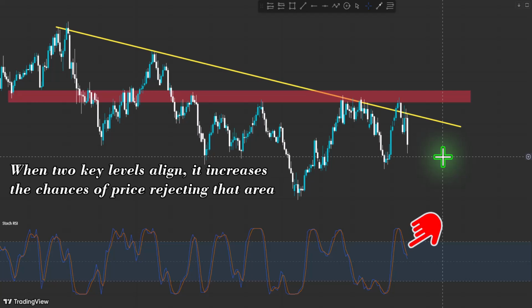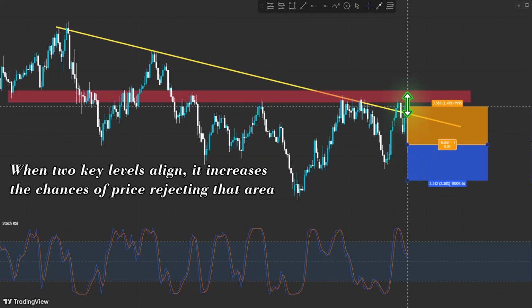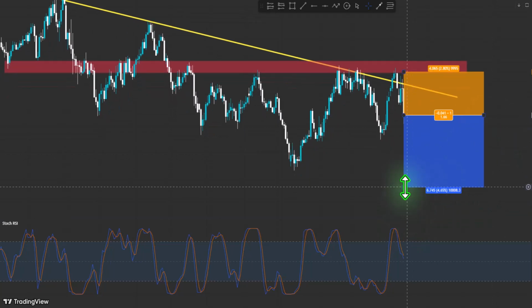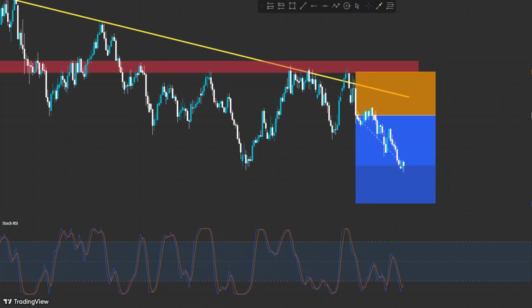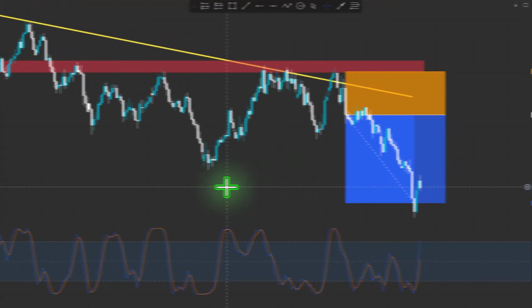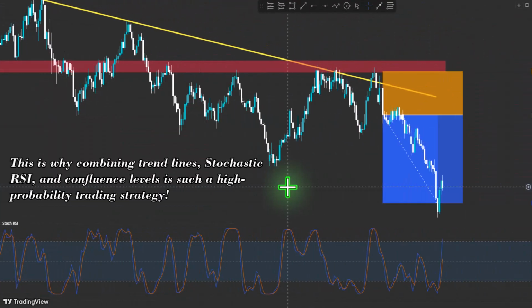Now for the final entry signal, we wait for the stochastic RSI line to cross back inside the overbought zone. Once that happens, we take a short position here. Then for the risk management, we will place our stop loss just slightly above the swing high for protection and set the take profit at 2 times the size of the stop loss for a strong risk to reward ratio. And if you play the price forward, you can see the price rejected the trend line beautifully, dropped perfectly, and hit our take profit. This is why combining trend lines, stochastic RSI, and confluence levels is such a high probability trading strategy.